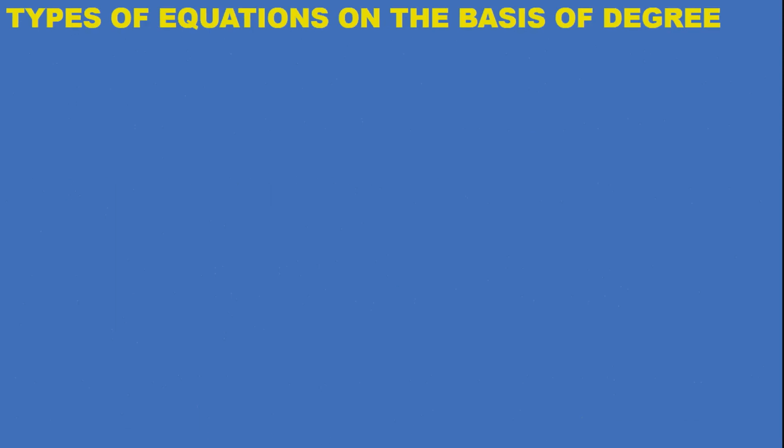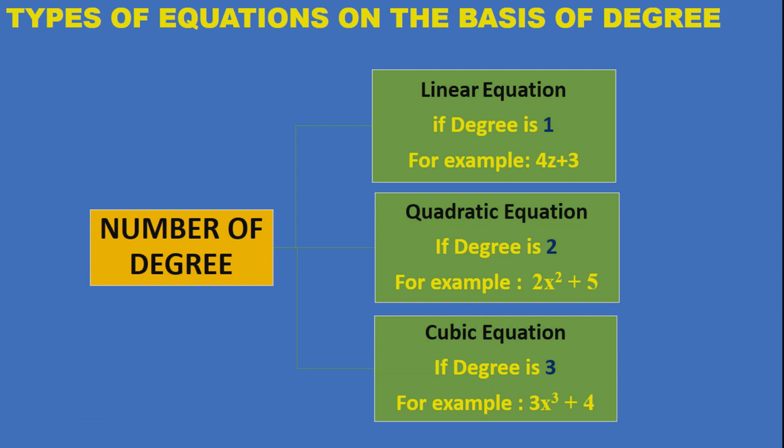Now we talk about the types of polynomials on the basis of degree. So let's say that if the degree is 1, then what will be the name of that polynomial? We will understand it by the help of an example here. If the degree is 1, then that polynomial will be called linear polynomial. Now for an example, 4z plus 3. As you can see here that the power of the variable z is 1, right? So this polynomial will be called linear. Now if the degree is 2, so that polynomial will be called quadratic.